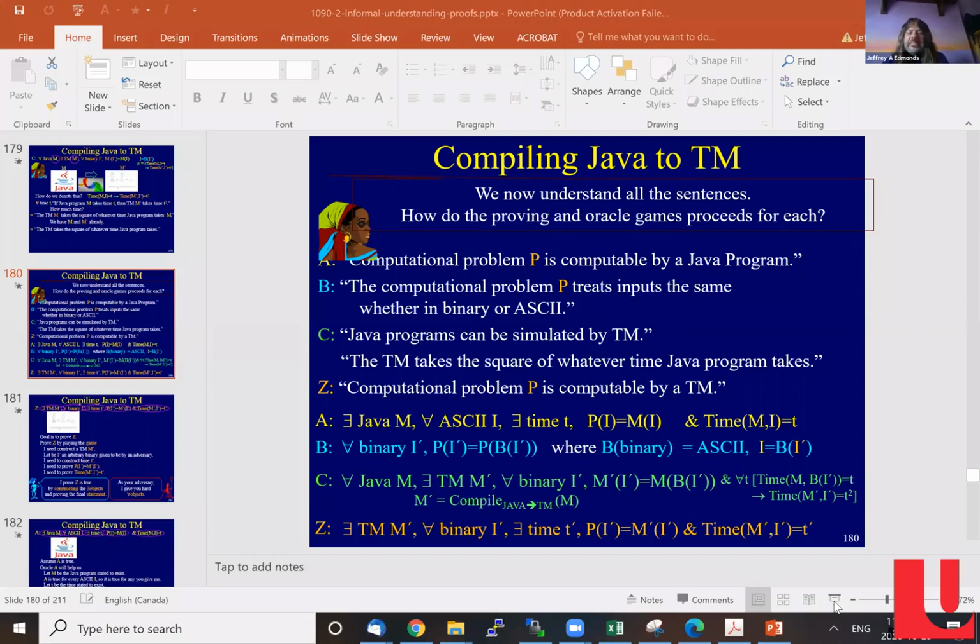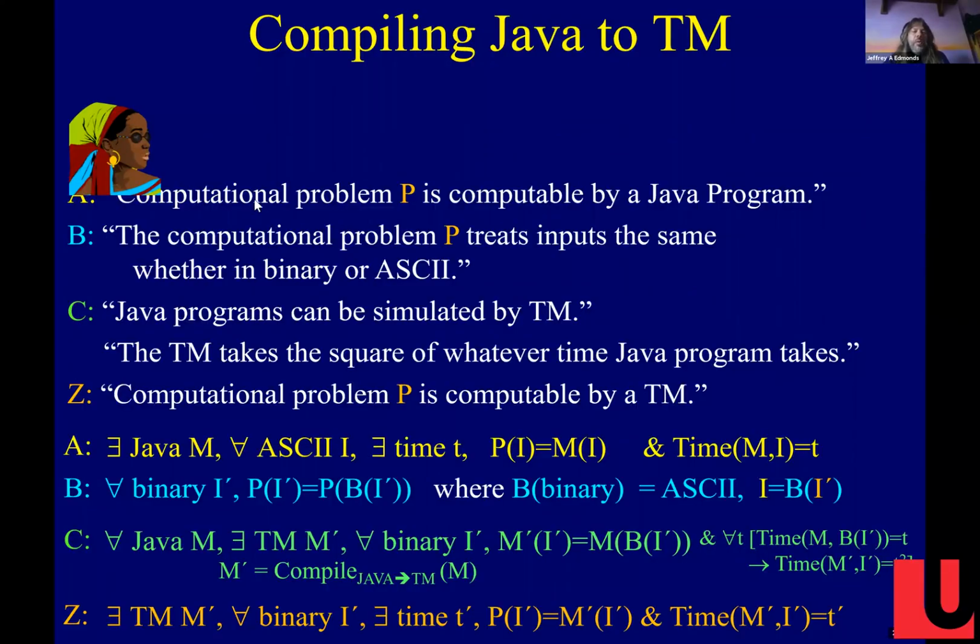This is what we were doing last class. We remember what these various statements are. Statement A says that computational problem P can be computed by a Java program. What we want to prove is that computational problem P is computed by a Turing machine. So that requires taking this Java program and compiling it into a Turing machine, right?